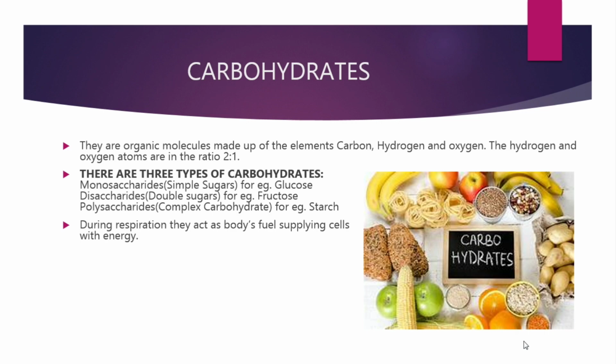Disaccharides are ordinary table sugar like fructose or sucrose. Disaccharides are double sugars. For example, if you combine two glucose molecules, it will form sucrose. So it's a combination of monosaccharides. Polysaccharides are complex carbohydrates like starch. Starch is a polysaccharide. It is a chain of monosaccharides. Many monosaccharides join together to form a chain, which is known as a polysaccharide.